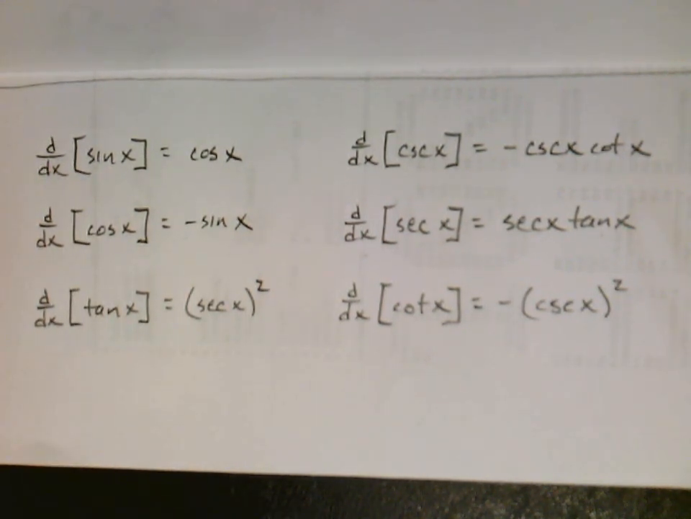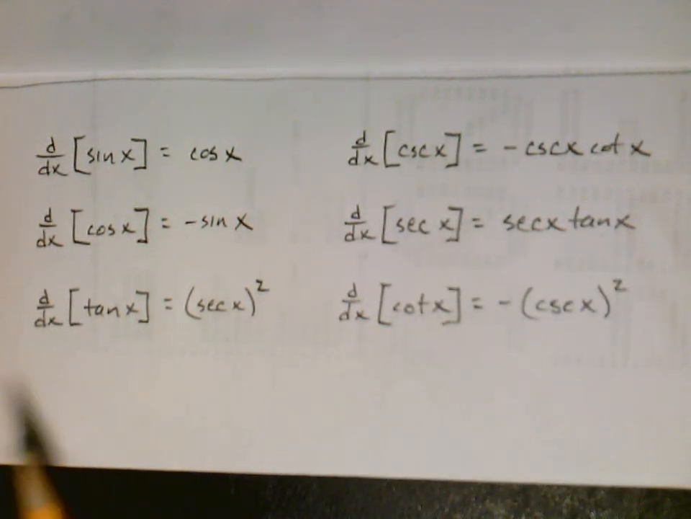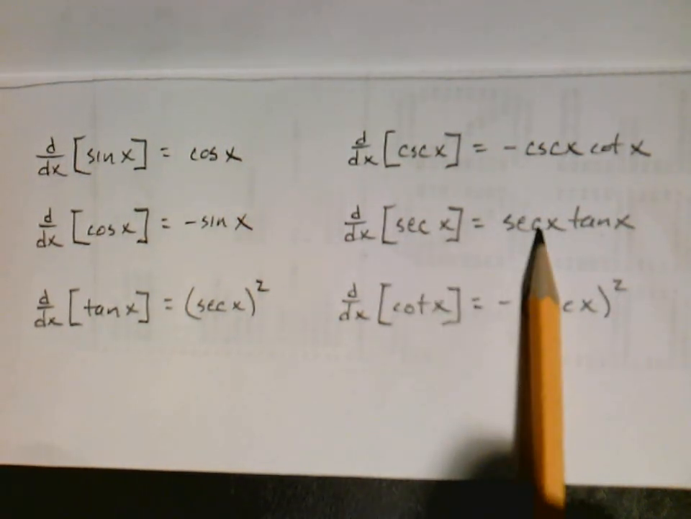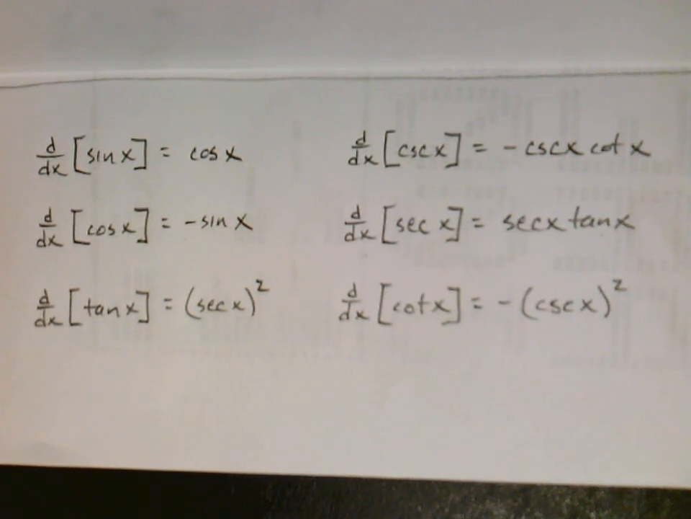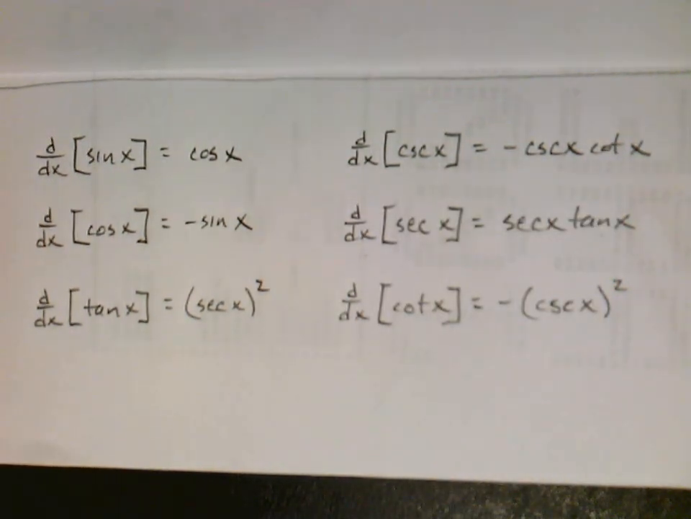Another pair of friends are tangent and secant. The derivative of tangent x is secant x squared. The derivative of secant is secant x tangent x. Each one involves its friend. It turns out secant x has itself as part of the derivative as well. And then we know that that's squared. Also, cosecant x is friends with cotangent x in a similar way.